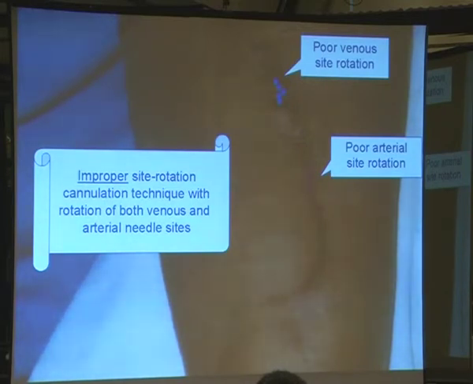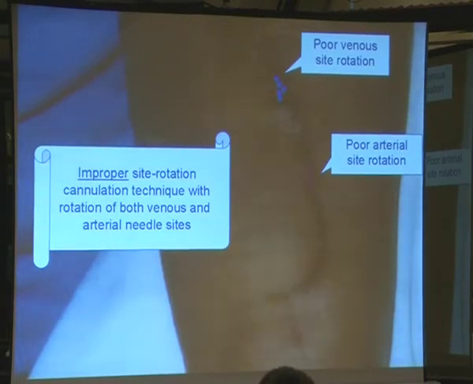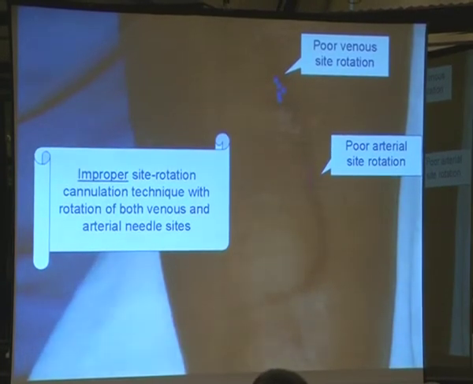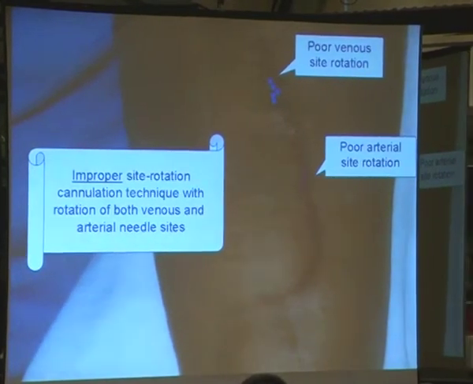But the problem this leads to is that repeated puncture in a very small area leads to damage of the vessel wall. And that's why we have arteriovenous fistula aneurysms, we have stenosis and thrombosis.